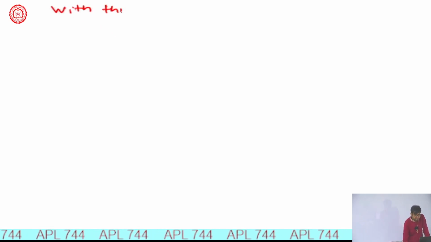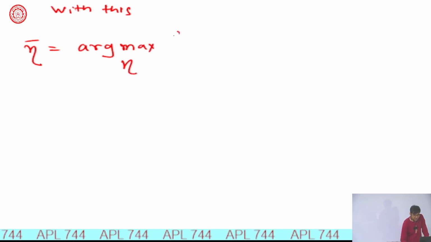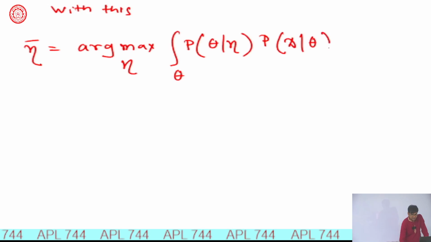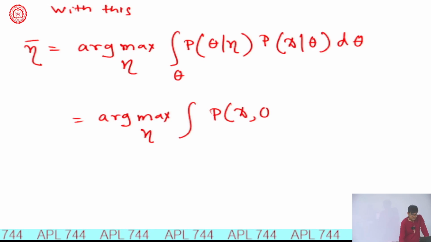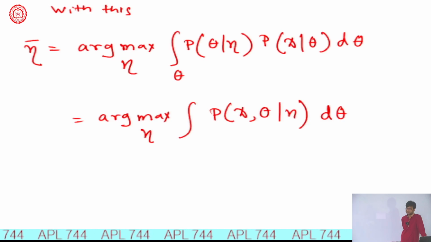With this, eta bar is equal to arg max over eta of the integration over theta of probability of theta given eta, probability of d given theta, d theta. Now, you tell me what is this quantity inside the integration, the total thing? Theta times d, what will it give? d comma theta given eta is what is inside the integration, isn't it? Probability of d comma theta given eta, from the product rule.